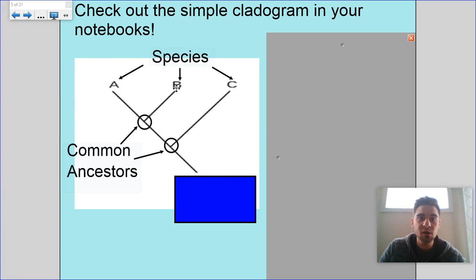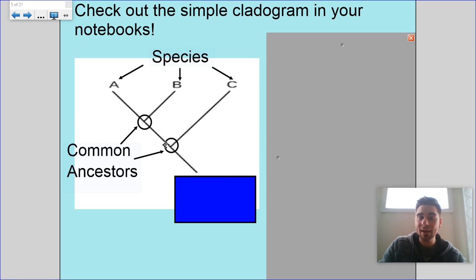Now, here's another way of showing it. These species here, you trace back, and where they connected on this branching diagram, they had a most recent common ancestor. So you see species A and species B shared a common ancestor right here. Now notice species C has a different branching pattern than A and B. A and B converge right here. They come together more recently.